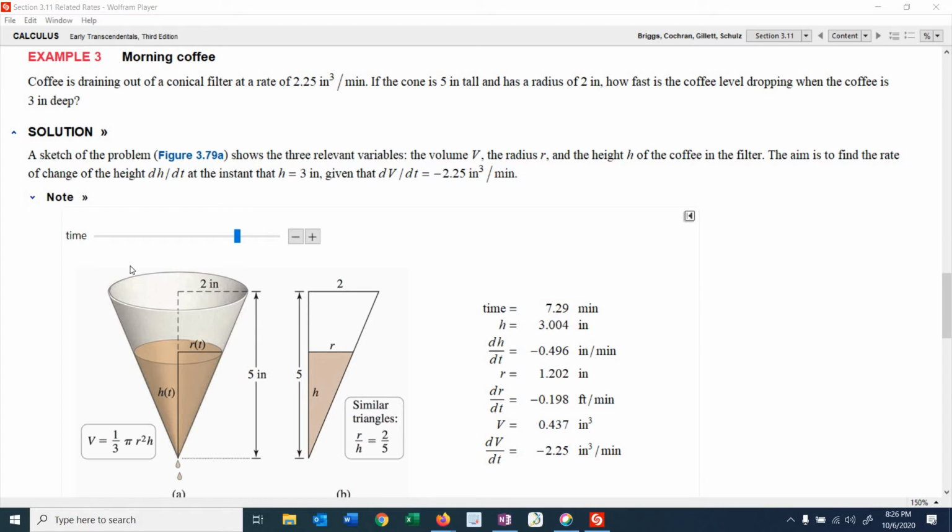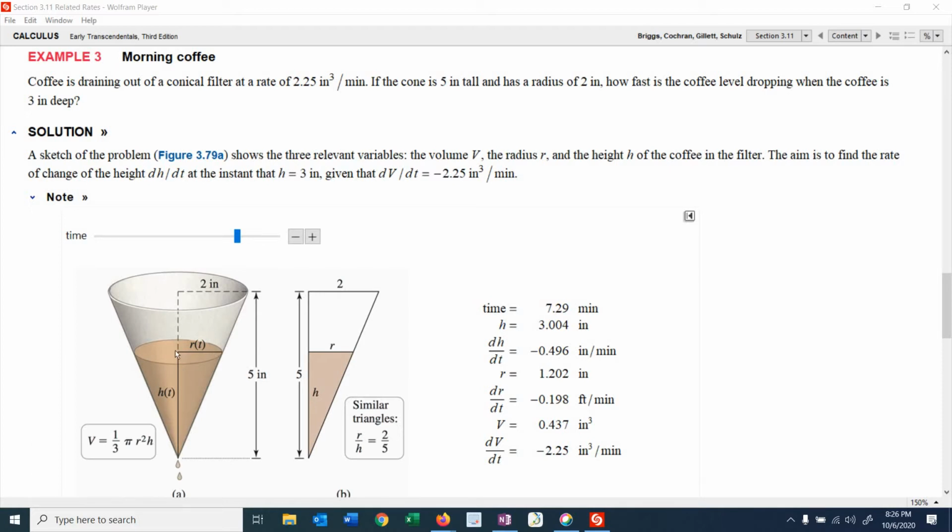Okay, so we have a conical filter. In other words, it's cone-shaped. The cone is 5 inches tall and it has a radius of 2 inches. Now inside this filter, we have some coffee. The height of the coffee, which is a variable, we're going to call h. That's the distance from the bottom of the filter up to the top of the coffee level. And of course, it's a function of time, because as time evolves, the height of the coffee level is dropping.